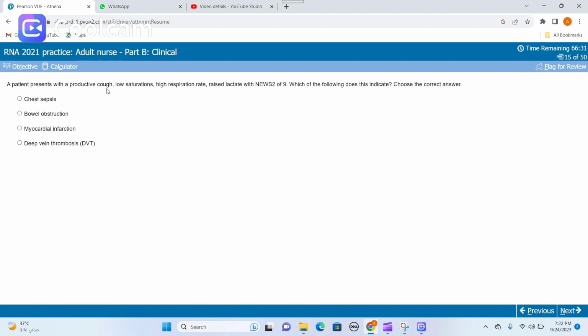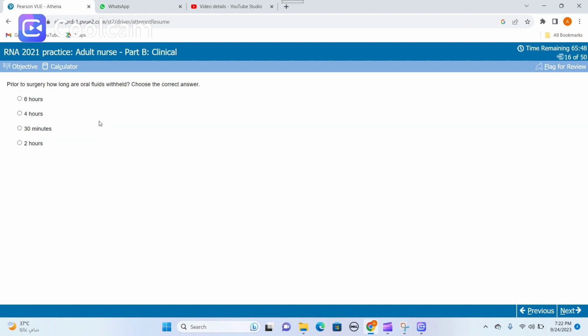Patient presents with a productive cough, low saturations, high respiratory rate, raised lactate. Remember, lactate is usually raised with infection. High levels of lactate will be with infection. With a NEWS 2 of 9, which of the following does it indicate? Sepsis, obstruction, MI, DVT. So it might be possible sepsis, isn't it? So chest sepsis is the correct answer for this.